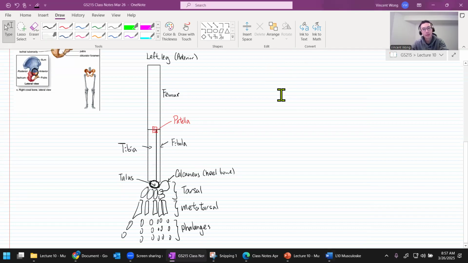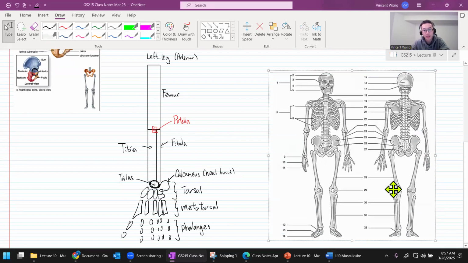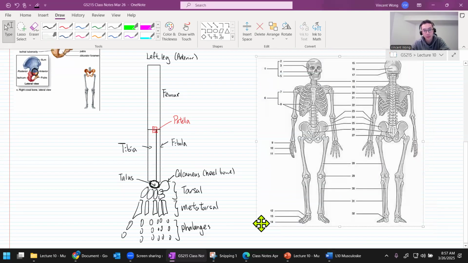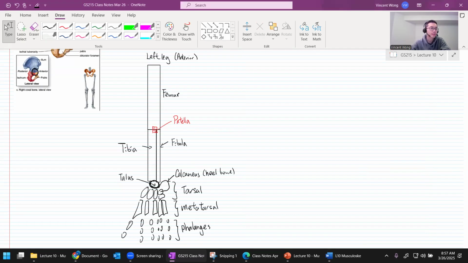Now there's this diagram in the study guide. You can, of course, go and practice labeling it. Again, that's all the bones we're gonna learn. Questions? All right.